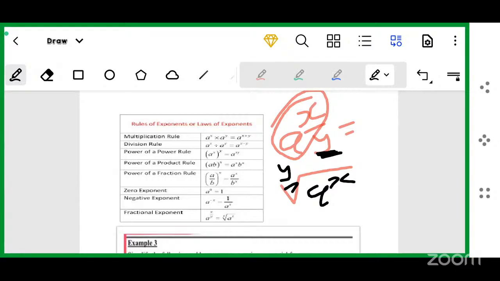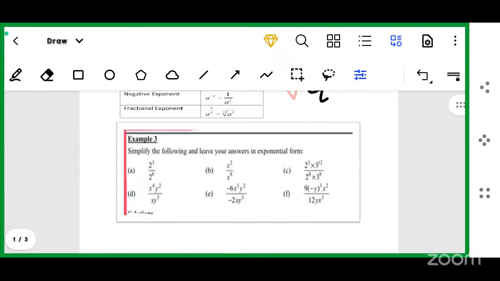Let me just dive in, but this one year fraction is not really important for this lesson today. Today we're going to be looking at example 3, which says simplify the following and leave your answer in exponential form. So we have to make sure that our answer is in exponential form. If it is 2 to the power of 5, do not calculate it and ask what 2 to the power of 5 is equal to, because they are telling us we have to make sure that our answer is in exponential form.